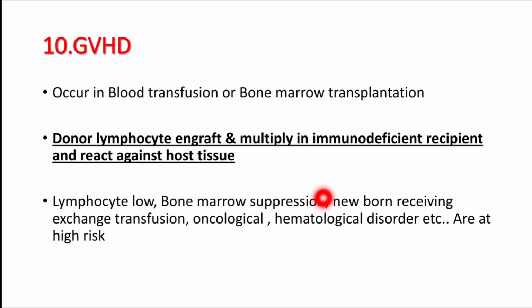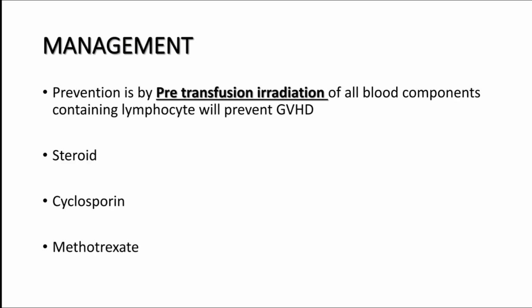So obviously the risk is high in those who are immunodeficient. Immunity can be low when you have diabetes, when you have certain malignancies, particularly hematological malignancies, right? Or you have any cancer. The reaction can also happen if your lymphocyte count is low, if your bone marrow is suppressed, or the newborn is receiving an exchange transfusion. So these are the high risk patients. All right. How will you manage these types of adverse reactions?